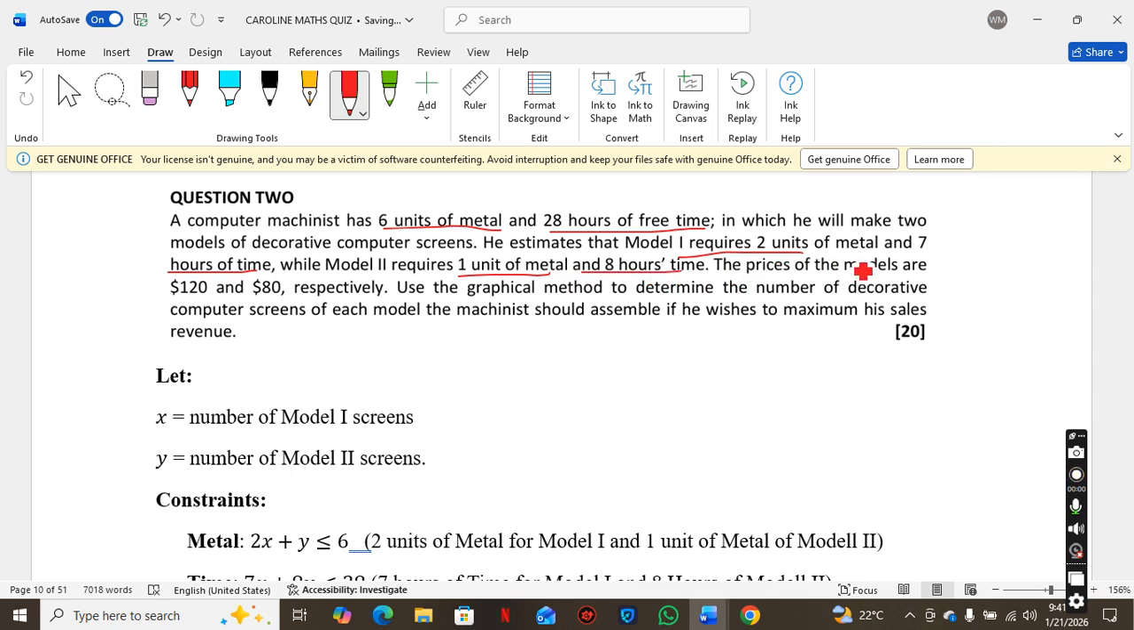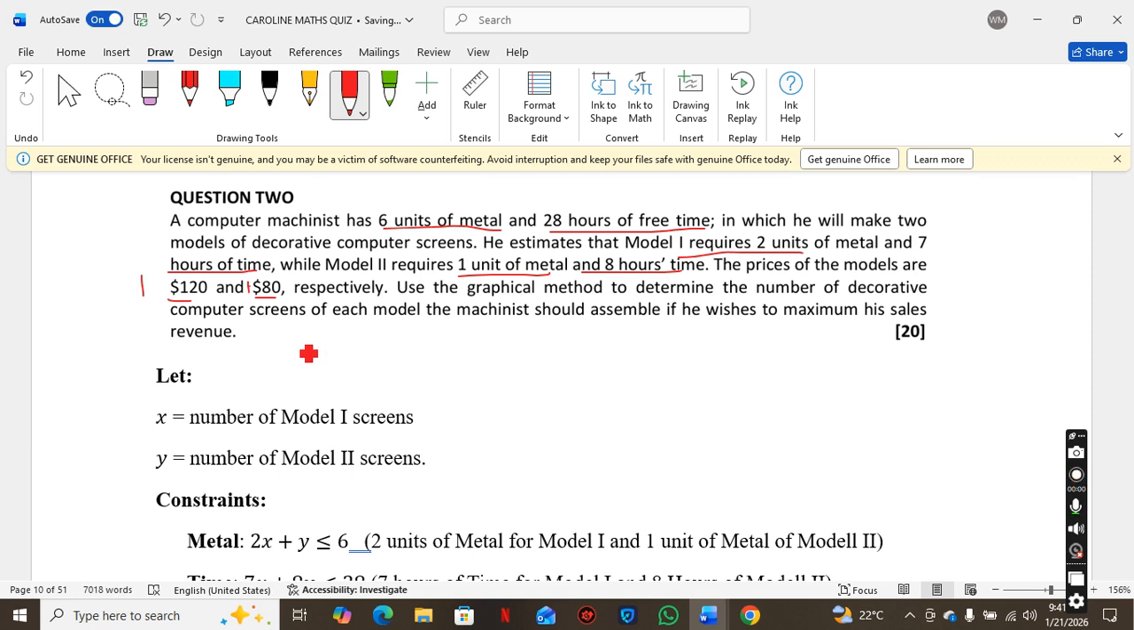The prices of the models are $120 and $80 respectively. So model 1, $120, model 2, $80. Use the graphical method to determine the number of decorative computer screens of each model the machinist should assemble if he wishes to maximize his sales revenue.